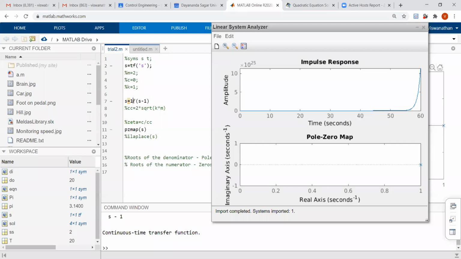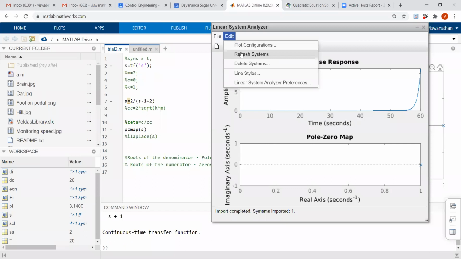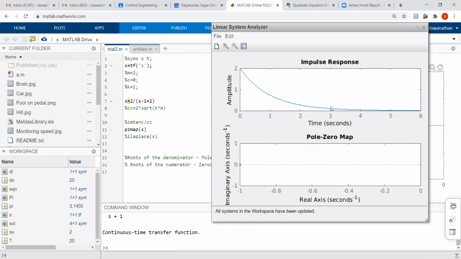So what you do, k divided by s minus 1 plus k. K should be greater than 1. Say I put it as 2. Okay, 2 divided by s minus 1 plus 2. Okay, so just run this and then refresh. The system becomes stable. Okay, so the system becomes stable here. Now this is the value of k greater than 1. Whatever value we put greater than 1 will have the system stable.